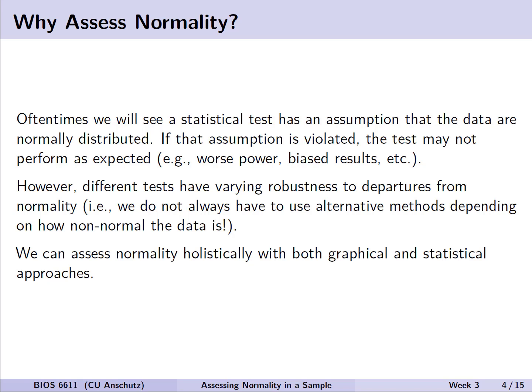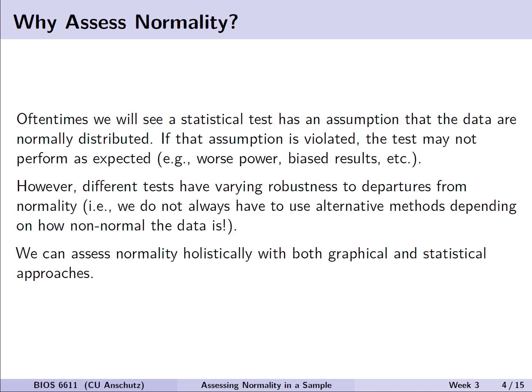However, different statistical tests will have varying robustness to departures from normality. In other words, we do not always have to use alternative methods such as the non-parametric methods we'll discuss in a few weeks, depending on how non-normal the data is. One of the challenges, of course, is that it is somewhat context specific, and it does start to get into the statistics as more art than science because there's not necessarily a strictly right answer.